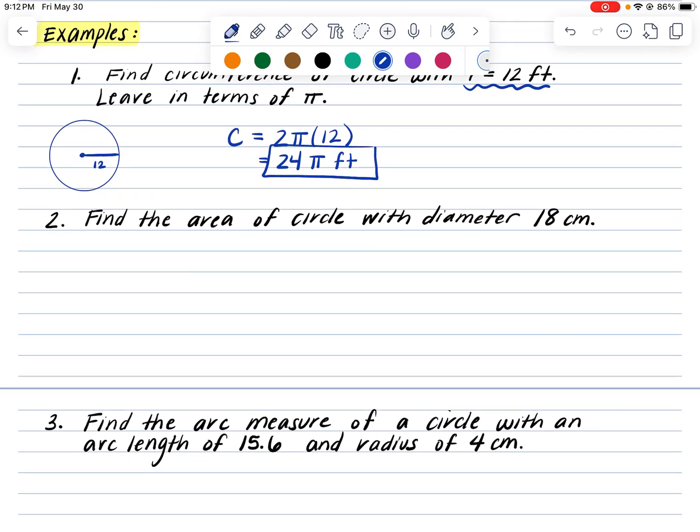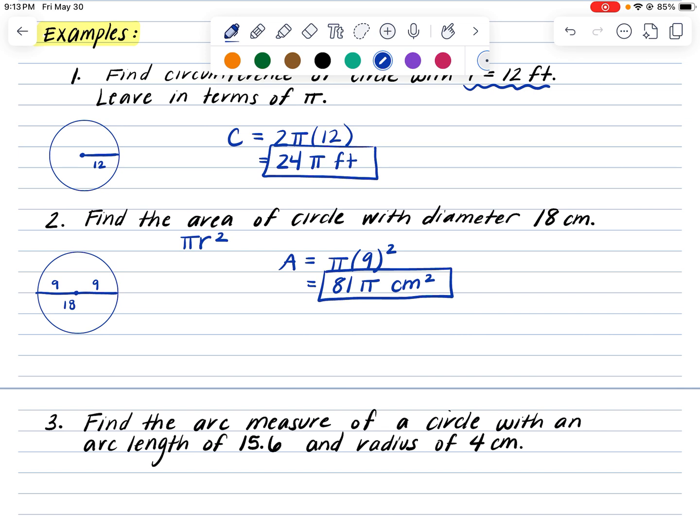Number 2, find the area of a circle with the diameter of 18. So, again, I'm going to draw us a picture here. I have a circle. The diameter is 18, which means the radius is 9. I always like to think ahead, like, what does that look like? The area equation is pi r squared, so I need to use the radius. So area equals pi times 9 squared. I'm going to go 81 pi centimeters squared. This would be if it asks you to leave it in terms of pi.